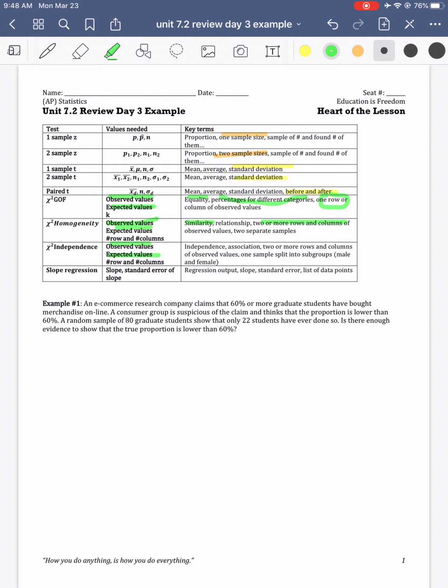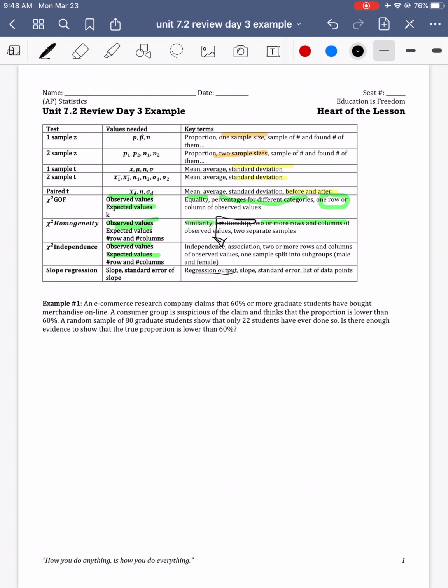And then actually, there is an error here. Relationship should go for independence, not homogeneity. So in a moment, I'm going to give you time to pause the video and copy this table down, but relationship should go with independence. So for independence, if it explicitly says independent, are they associated? Is there a relationship going on? That is our independence.